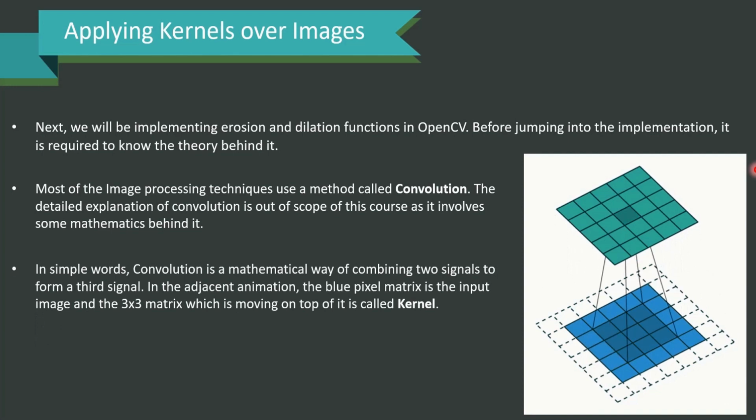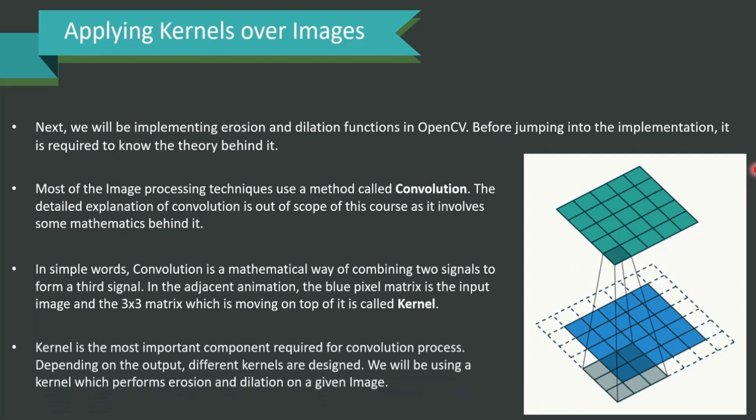In the adjacent animation, the blue pixel matrix is the input image and the 3x3 matrix which is moving on top of it is called the kernel. Kernel is the most important component required for the convolution process. Depending on the output, different kernels are designed. We will be using a kernel which performs erosion and dilation on a given image.